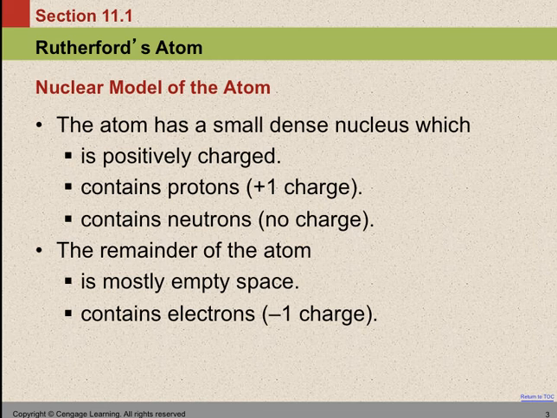Just to review, the nuclear model of the atom. The atom, as we know it today, has a small, dense, positively charged nucleus in the center. That nucleus contains protons and neutrons. The remainder of the atom, and most of the volume of the atom, is mostly empty space with electrons traveling. Electrons have a negative charge.